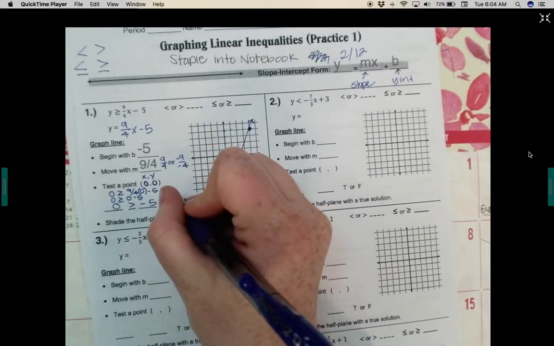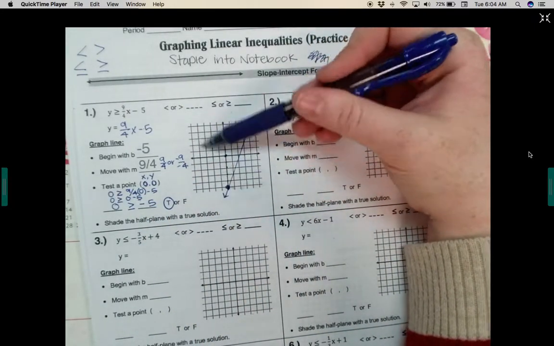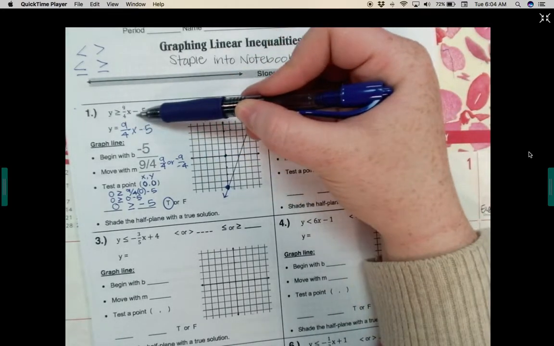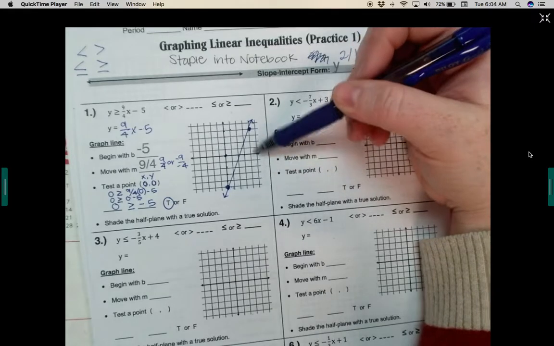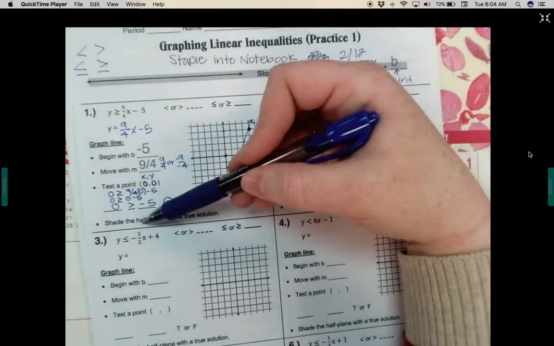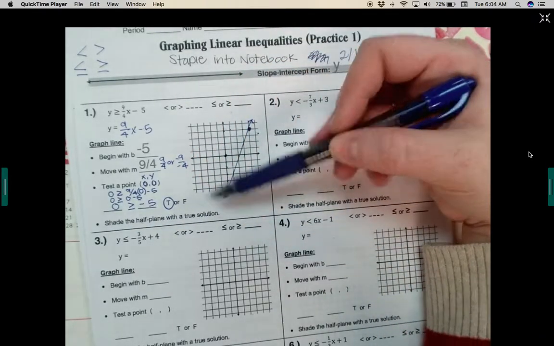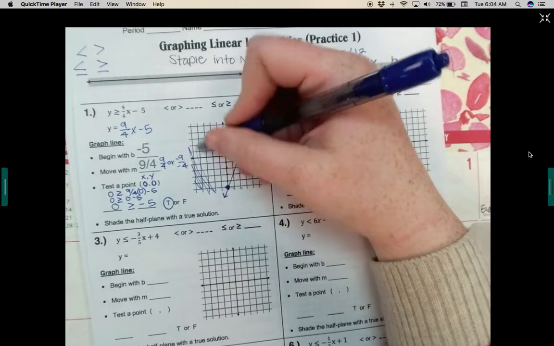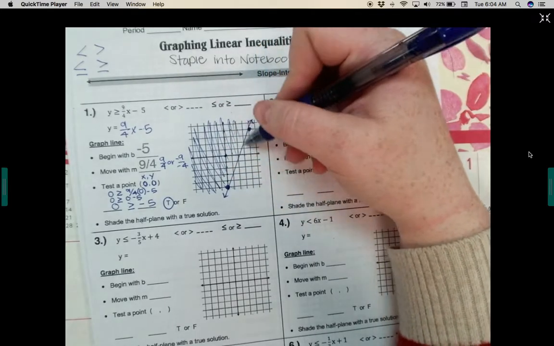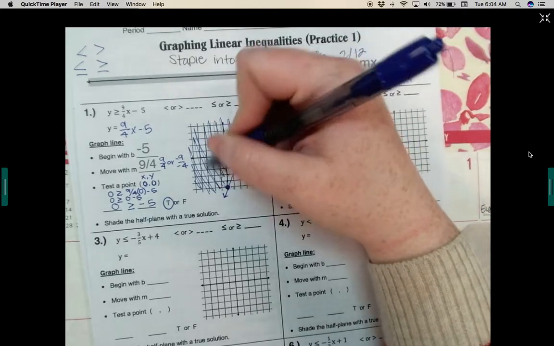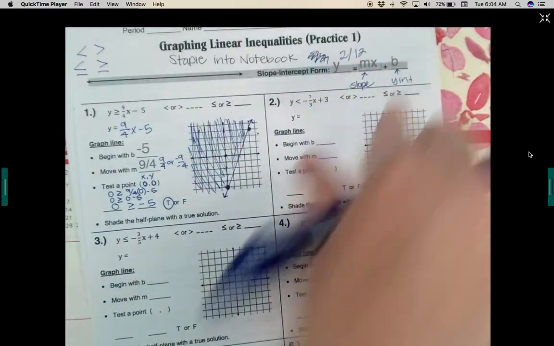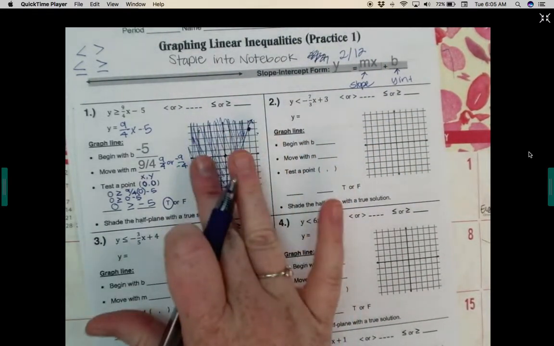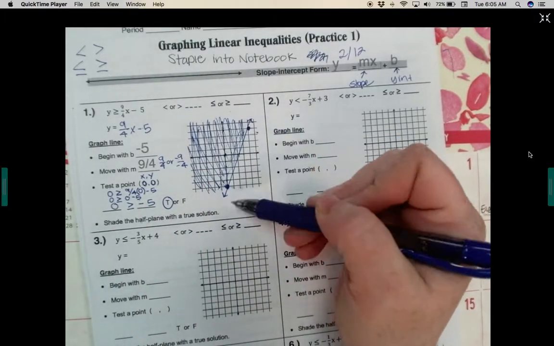It is true. That means that anything on this side of the line is going to be a true statement when I plug it into this inequality, and anything on this side of the line is not going to be a true statement. So my next step is to shade the side that has a true statement. Shading just like that. All of this stuff and on up in that direction is true. So this is my solution, and it includes the line because it's a solid line.